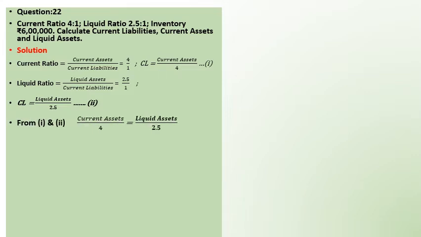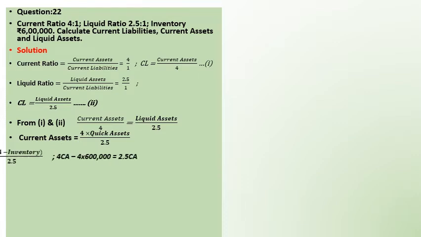So solving equations 1 and 2, we get current assets by 4 equal to liquid assets by 2.5, and cross multiplying, current assets equal to 4 into quick assets by 2.5. Again, quick assets we know is equal to current assets minus inventory, that is stock, divided by 2.5.